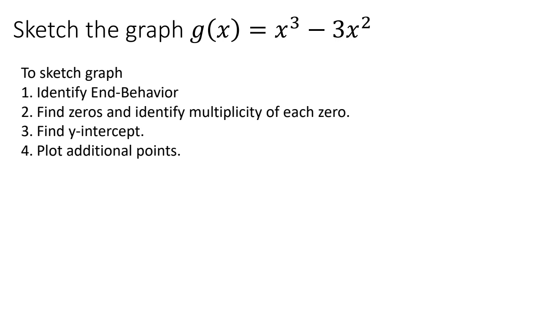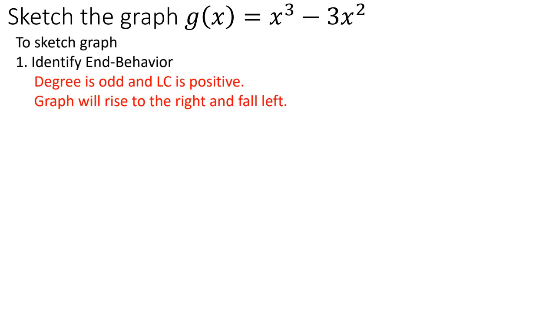Let's do this problem. So first I see that the degree of this polynomial is 3, so that's an odd polynomial, and the leading coefficient is 1, so that's positive. So I know that the behavior will rise to the right and fall on the left. Okay, that's one thing. Let's find the zeros.